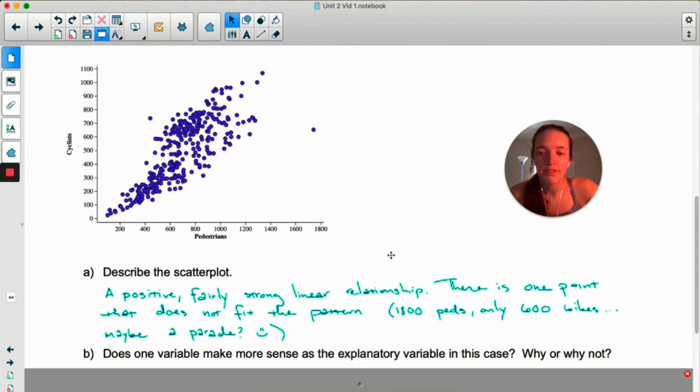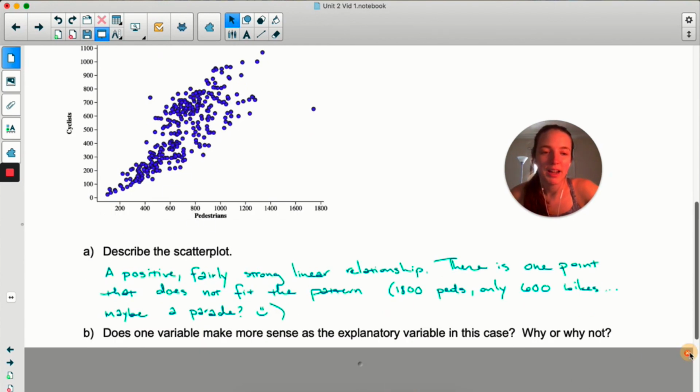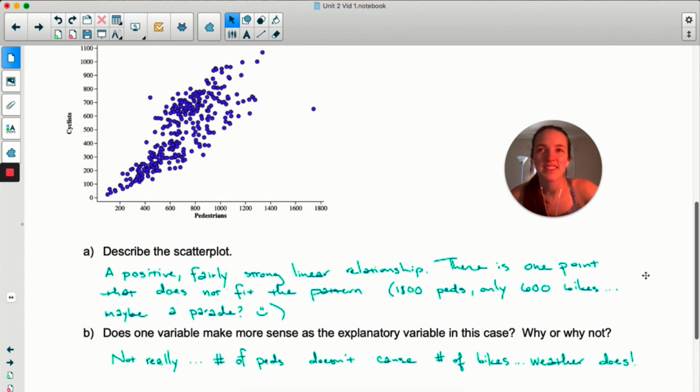Part B, does one variable make more sense as the explanatory? I would say in this case not really, because it's not like the number of pedestrians causes the number of cyclists. It's probably more like the weather influences both at the same time. If it's a nice day, there'll be more people walking and more people biking. So in this case, it probably doesn't make sense to have it either way. We should probably be tracking temperature versus pedestrians and temperature versus cyclists.